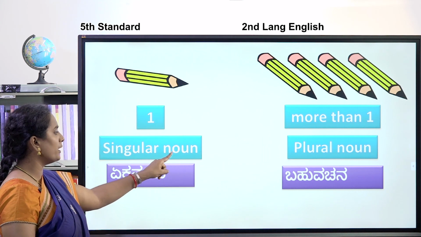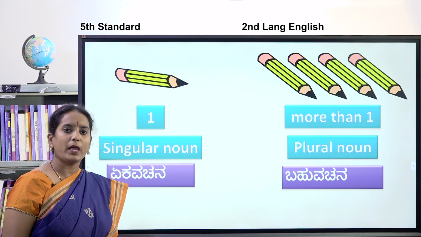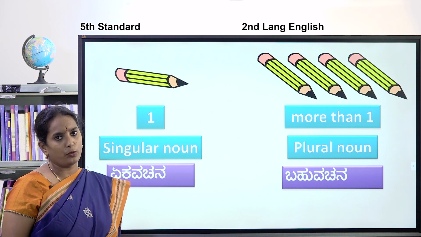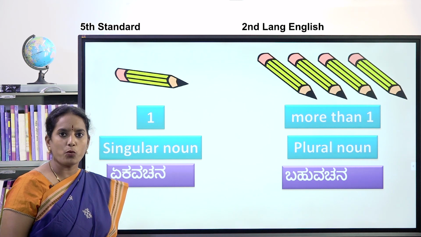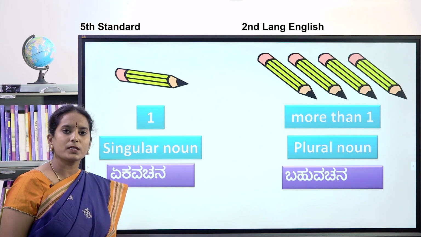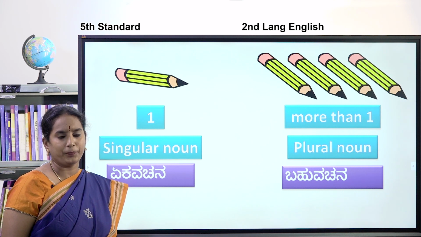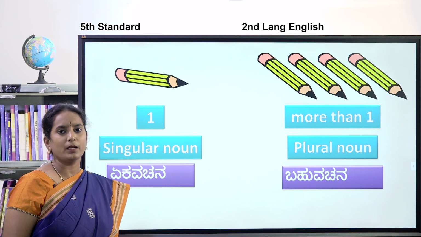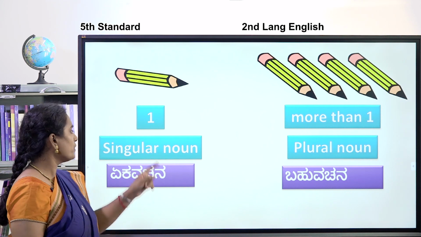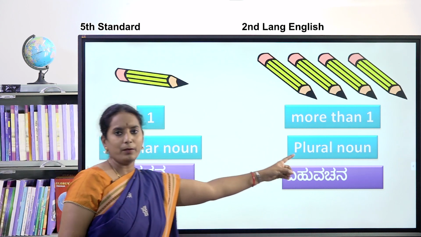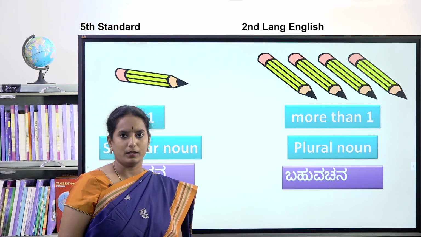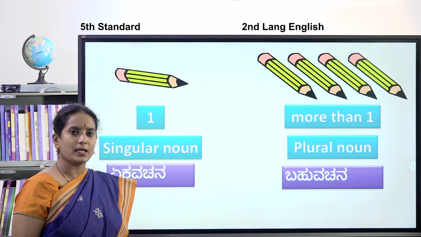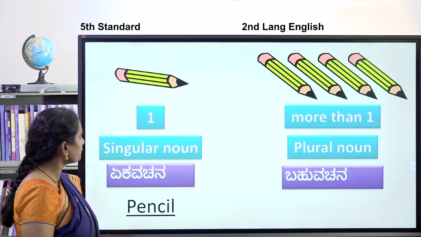We use the word noun because we make singular forms and plural forms with noun words. Noun words andre namapada. Singular form, plural form namapadagalizindane madodu. Hagagi navu singular noun and plural noun anta kariteve. Now let us understand more about this.